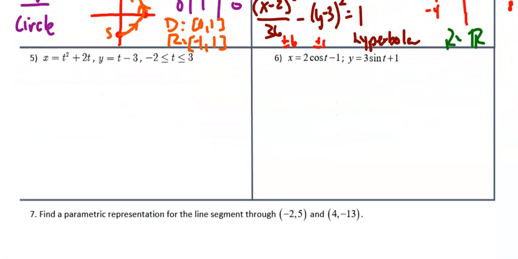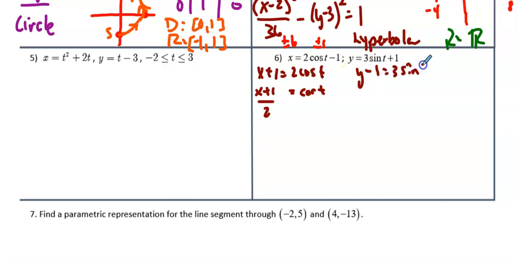So for question number 6, it's saying, okay, let's again eliminate the parameter. Again, ladies and gentlemen, we want to isolate our trig function. So we want to get the cosine of t is equal to x plus 1 over 2. And then y minus 1 equals 3 sine of t. And then sine of t is going to be equal to y minus 1 over 3. So we're going to square both sides. We're going to get x plus 1 quantity squared over 4.